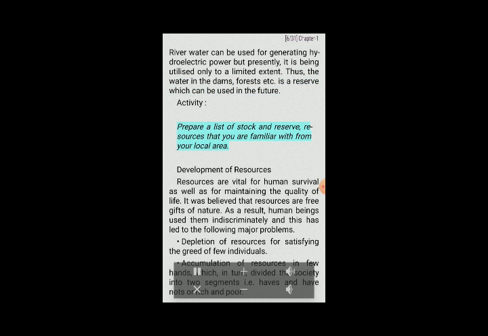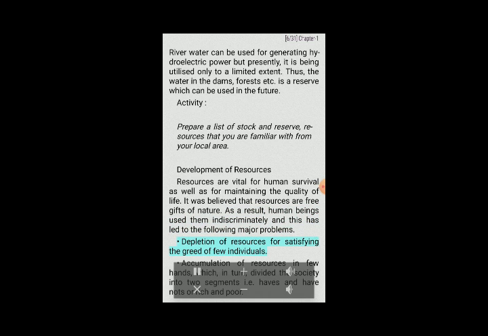Activity. Prepare a list of stock and reserve resources that you are familiar with from your local area. Development of resources. Resources are vital for human survival as well as for maintaining the quality of life. It was believed that resources are free gifts of nature. As a result, human beings used them indiscriminately, and this has led to the following major problems.